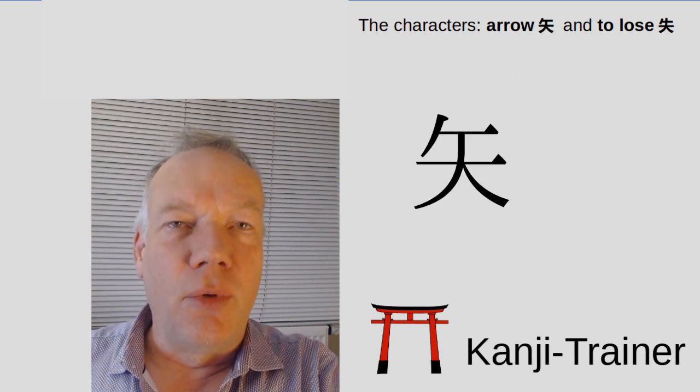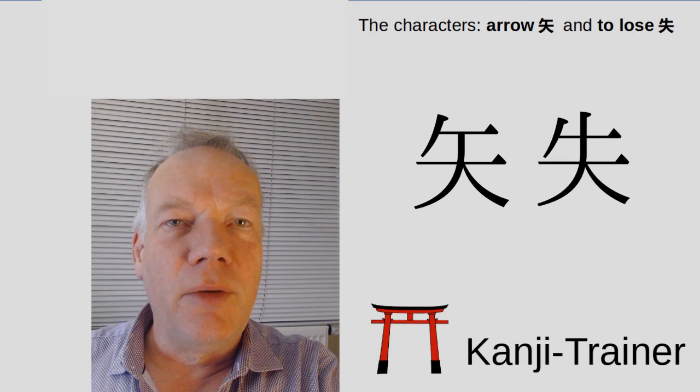Today's video of the Kanji Trainer, the app for learning the Japanese image characters with memory phrases, is related to two characters which are rather easy to be mistaken. Those characters are the character for arrow and the one for to lose. Let's get started after the intro.